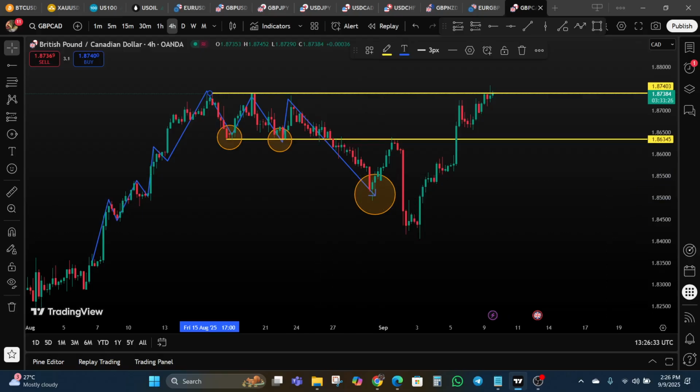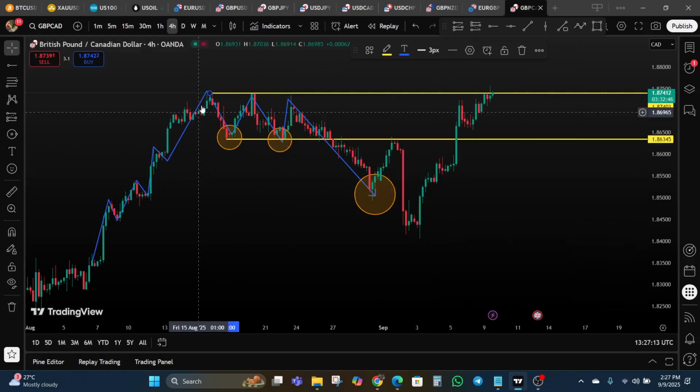Now, CHoCH fits perfectly into the smart money concept. Smart money often causes these changes by moving the market through liquidity hunts and structure breaks. So by understanding CHoCH, you are essentially learning to read the moves of professional traders. When you combine CHoCH with other smart money tools like liquidity zones and other blocks, you can anticipate market behavior with more confidence.